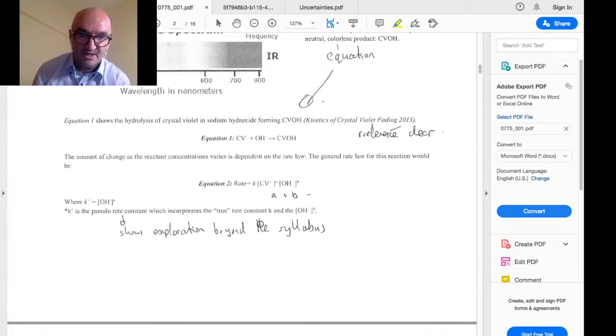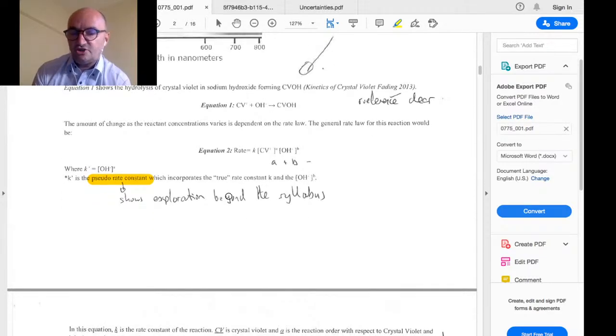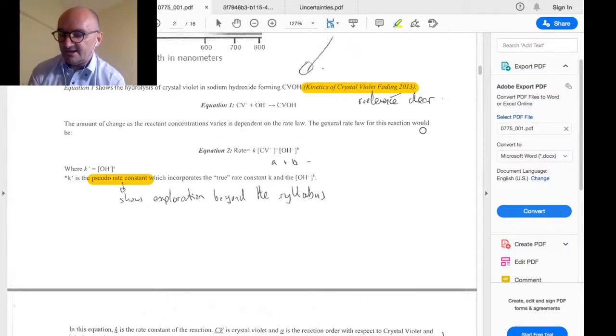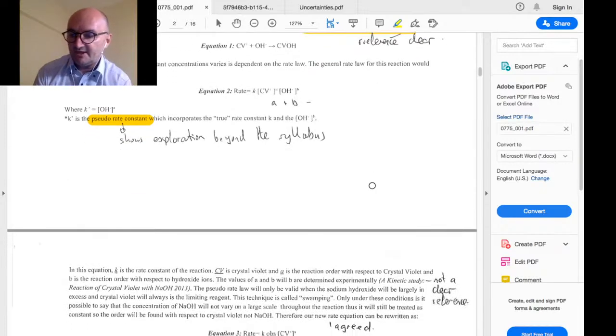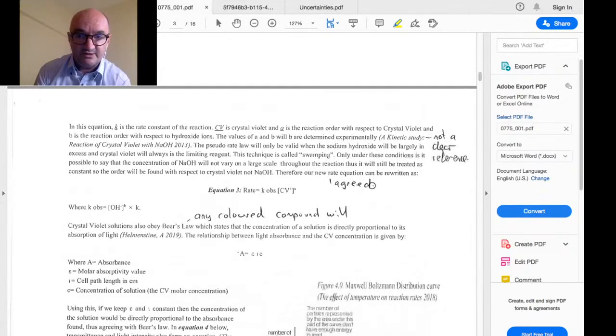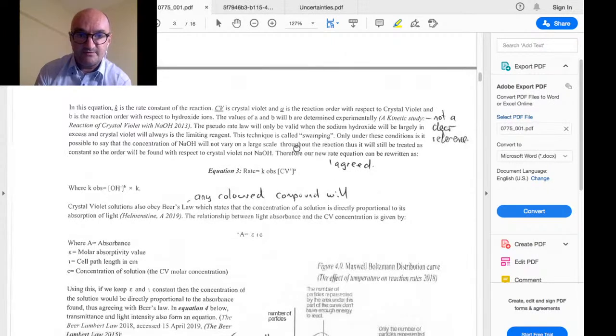We've got the second rate equation where k1, so now this is new, is a pseudo rate constant. So this incorporates the true rate constant k that we're familiar with and the concentration of hydroxide ions. It does show exploration beyond the syllabus. When you look at the research paper here, you find it is actually lifted from that paper. Not a big problem. She's read around the subject. She's done a bit. That's good.